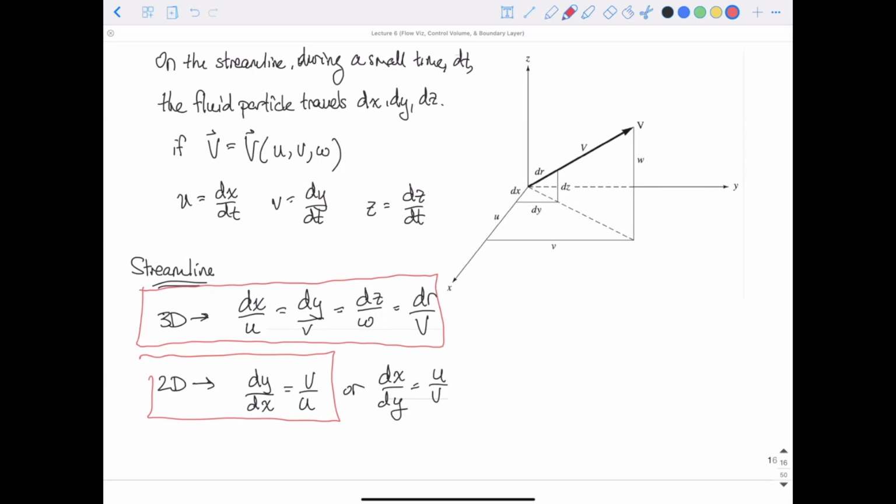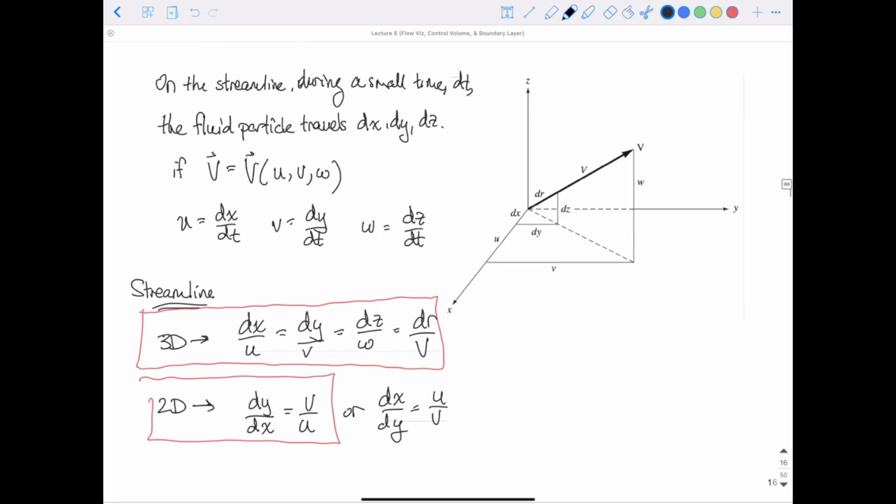Shouldn't it be w is equal to, yes. Yes, it should. So that is a streamline.